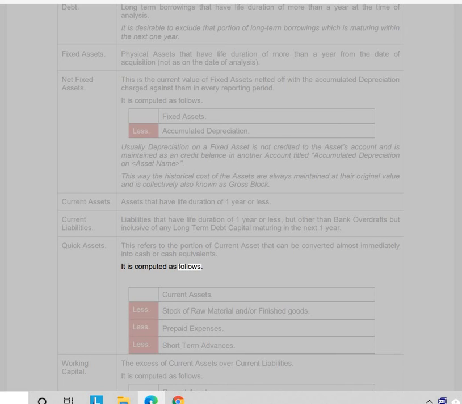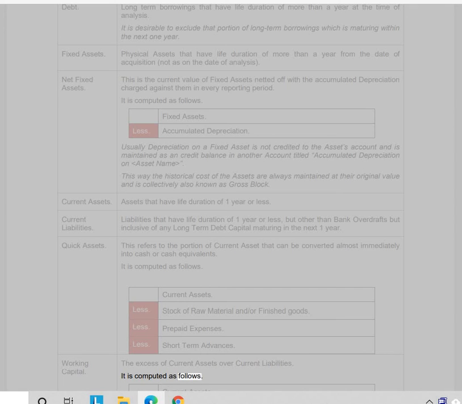It is computed as follows. Current assets less stock of raw material and/or finished goods, less prepaid expenses, less short-term advances. Working capital: the excess of current assets over current liabilities.